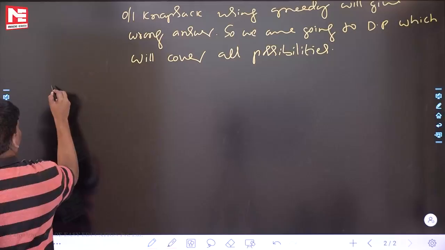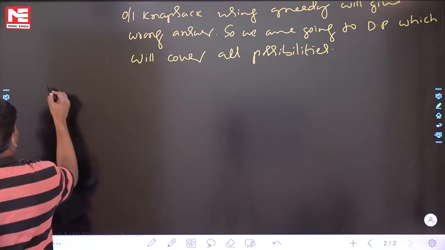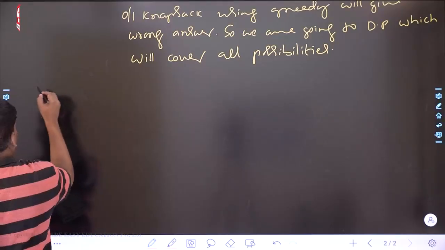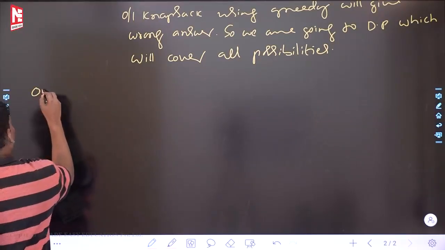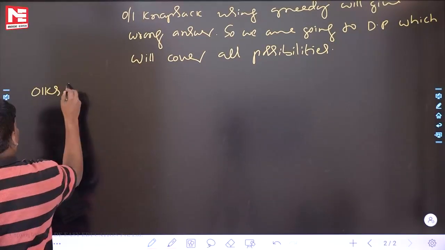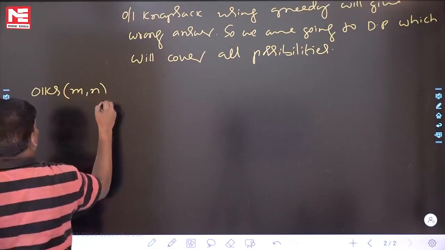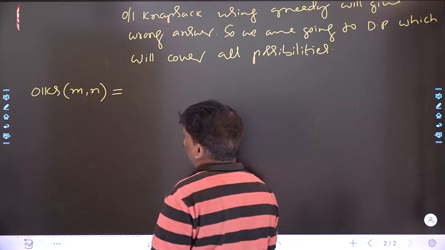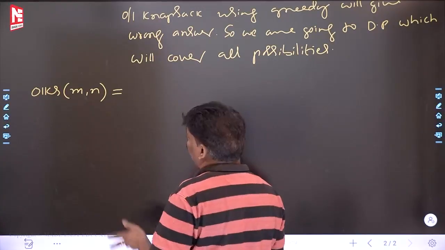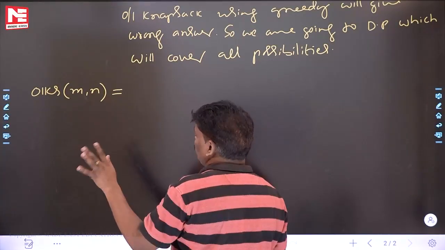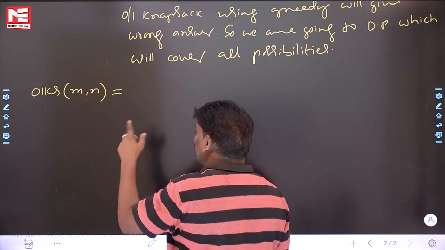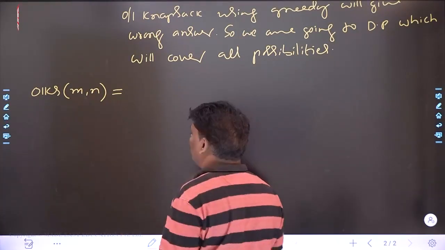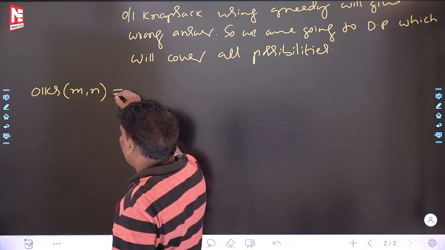Carefully listen. 0/1 knapsack. I have to give one name because I want to write a recursive program, so I should give the recursive program a name. Any name is okay. 0/1 knapsack of m comma n is equal to. You want to write the dynamic programming program. First of all, it is a brute force kind of method because it covers all possibilities, and I want to write a recursive program, so I should give one function name. Let me write 0/1 knapsack of m comma n.